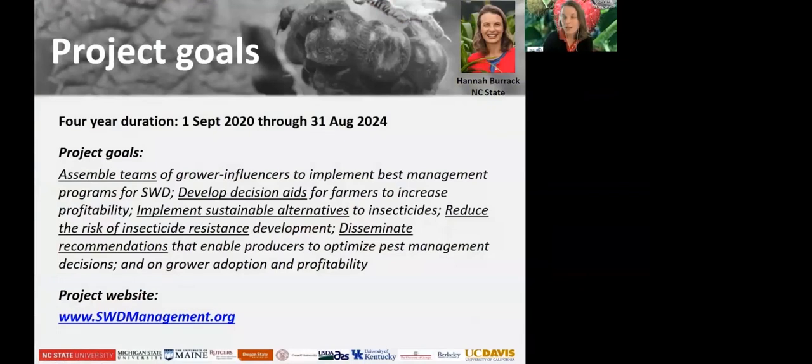The goals of this project are broadly to assemble teams of growers to implement our best management practices for spotted wing Drosophila and to really serve as a test lab for those management practices, to develop decision aids for farmers to increase profitability, implement sustainable alternatives to insecticide usage, to reduce the risk of insecticide resistance, and then to disseminate this information to enable producers to optimize their pest management decisions. And that's what we're going to do today.